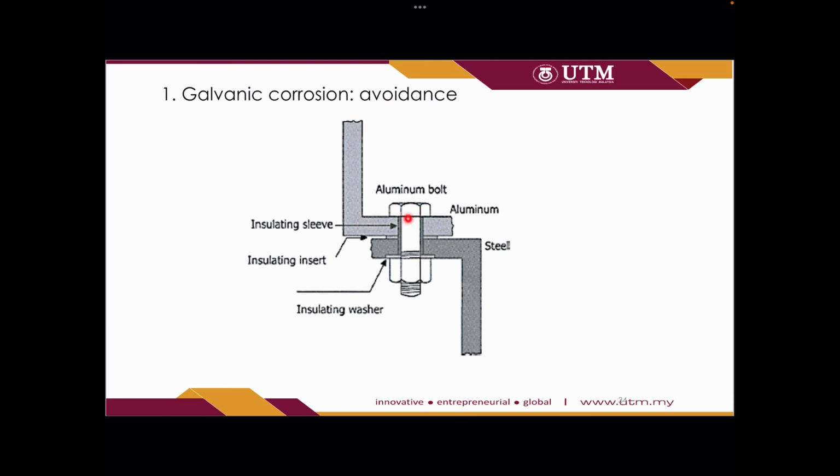For example, you have an aluminium plate and aluminium bolt, and then you connect this aluminium with a steel structure. Between the aluminium and the steel, you insulate them by using this insert. You insulate to avoid contact between the aluminium bolts and the steel, and another insulating washer separates the aluminium bolts and the steel.